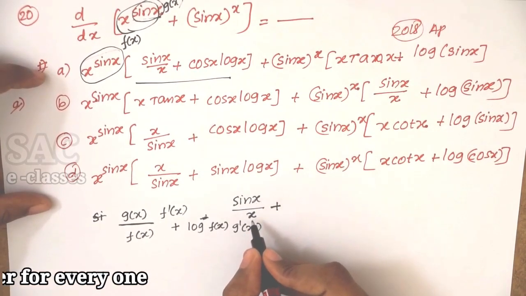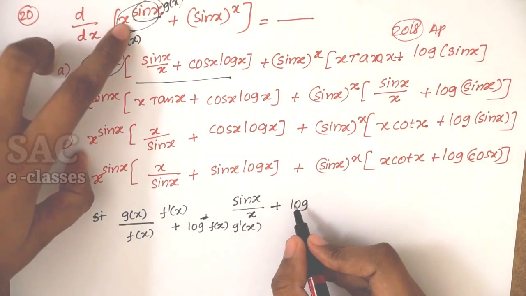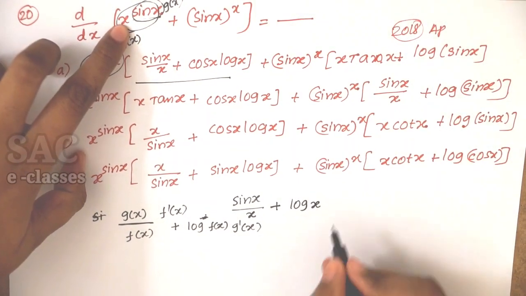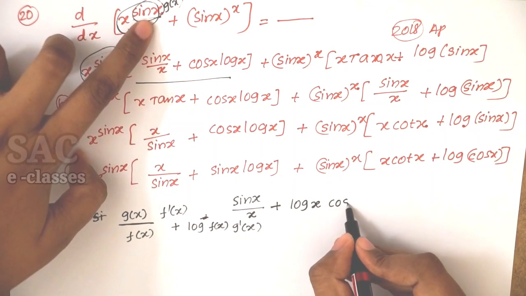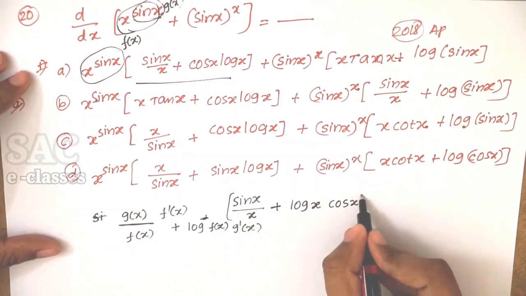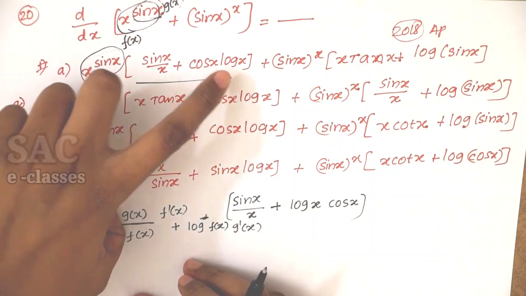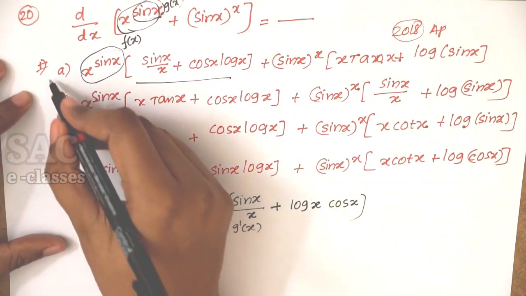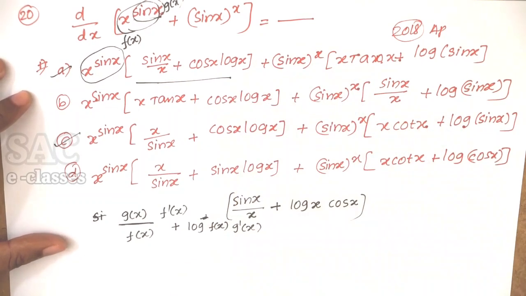So sin x by x plus log of f of x means what? x only, into g dash of x. G dash of x means sin x differentiation is what? Cos x. So first part completed. Sin x by x, cos x log x. Option 1 and option 3 are the possibilities. Remaining are not at all a possibility.